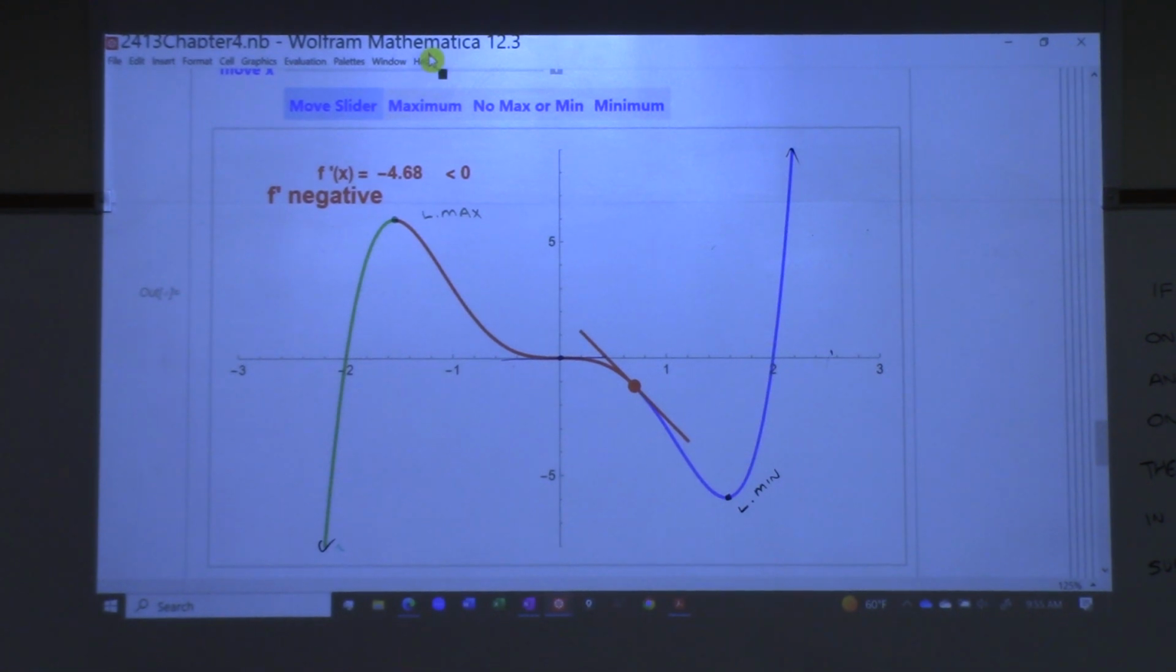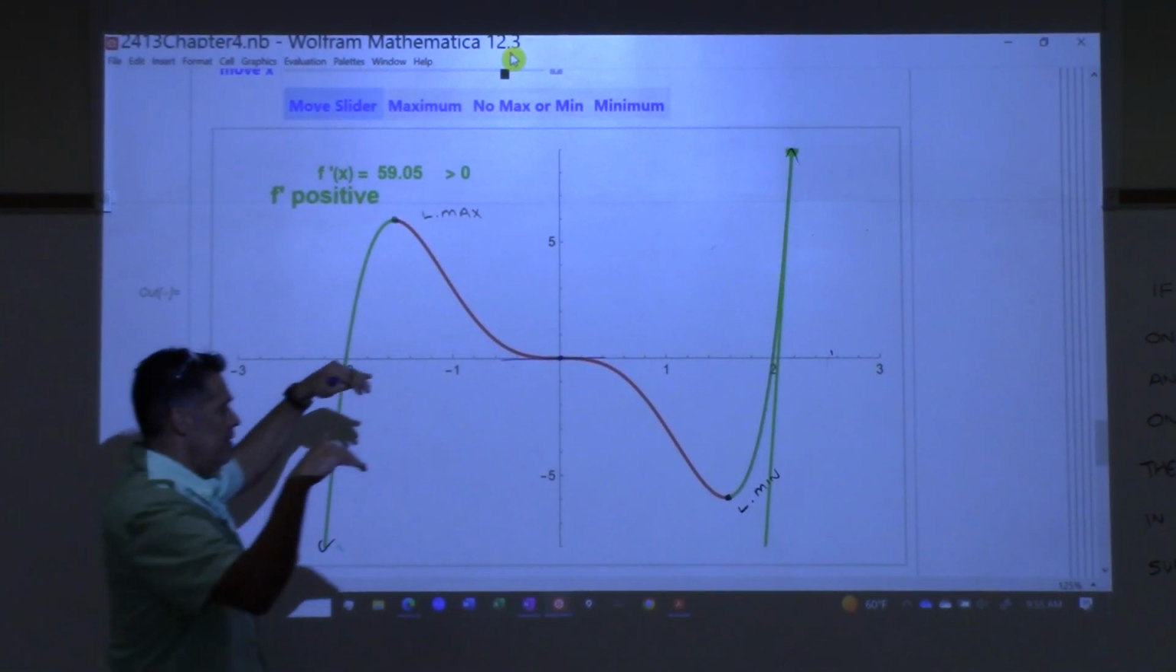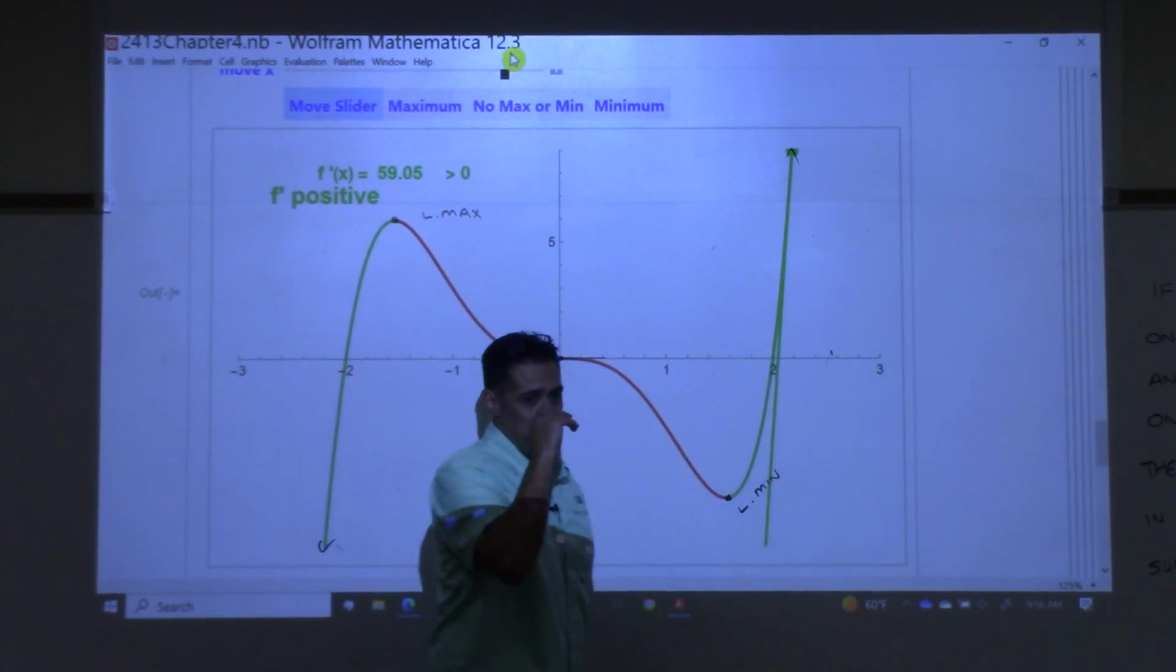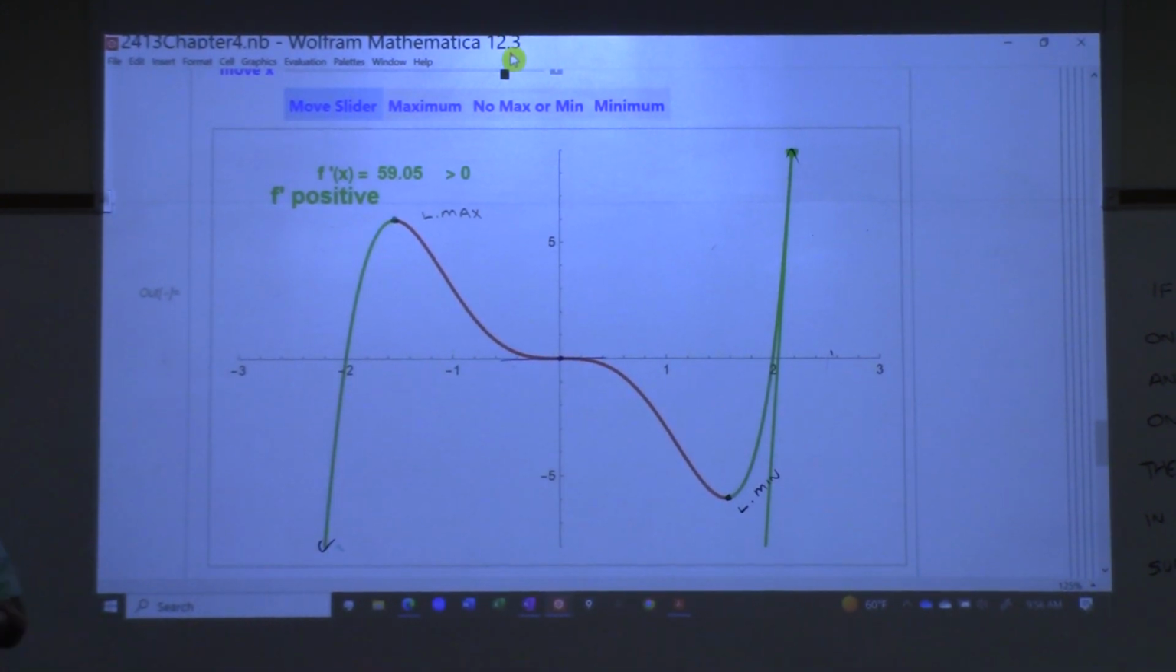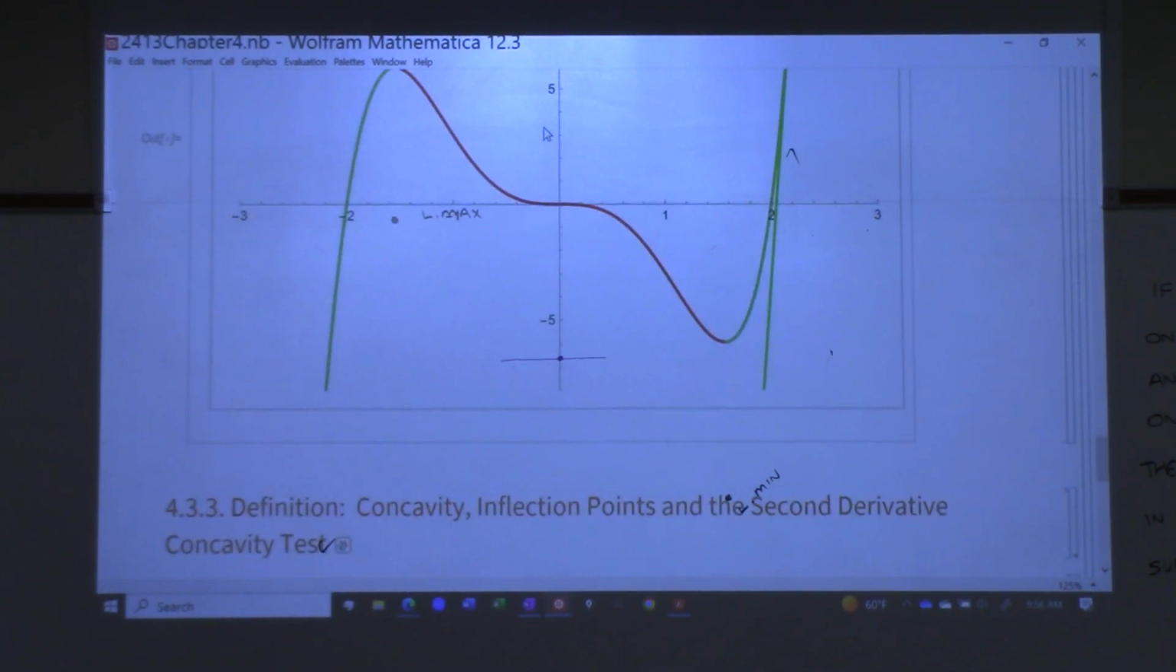And then finally, when we get over here, it's negative derivative, right? Negative, negative, negative. And then turns and now becomes positive. And so you went from a negative derivative to a positive derivative, which means that you're at a local min. That's the first derivative test.